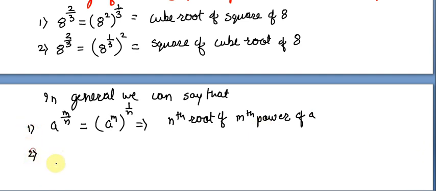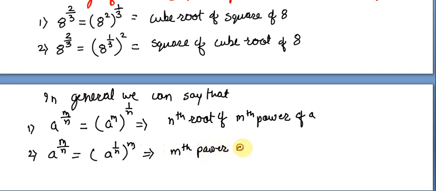Or in reverse way we can say that a raised to the power m by n means a raised to the power 1 by n and raised to the power m, meaning mth power. Outside power is taken first, so mth power of nth root of a.